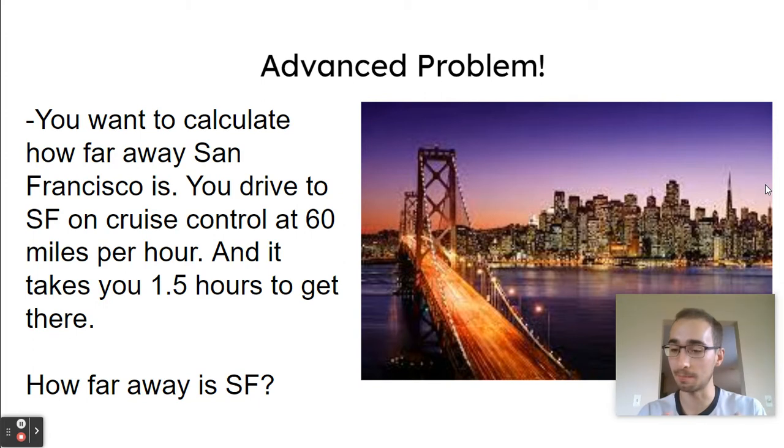Okay, advanced problem. Now we're going to calculate distance. You need to use algebra. You want to calculate how far away San Francisco is from Sacramento. You drive to San Francisco on true cruise control at 60 miles per hour. It takes you 1.5 hours to get there. How far away is San Francisco from Sacramento?